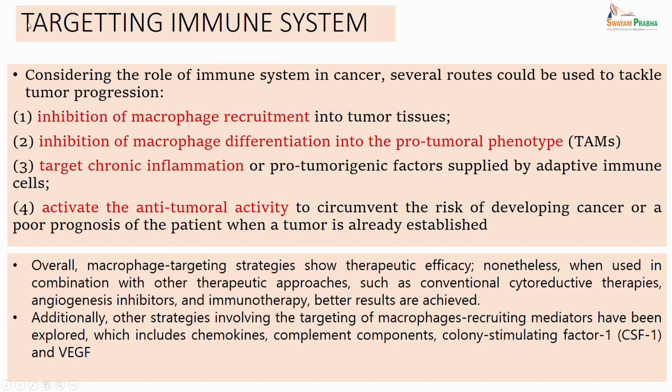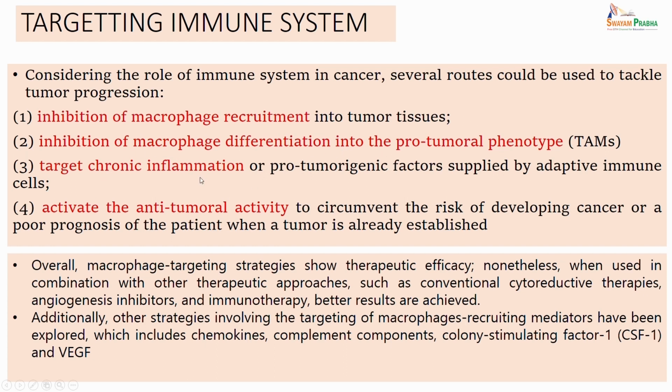Now, after targeting the angiogenesis, let us see how one can target the immune system. Considering the role of the immune system in cancer, there are several routes that could be used to tackle tumor progression. First one is inhibition of the macrophage recruitment into the tumors. We saw that the tumor associated macrophages get recruited, so if you could stop the macrophage recruitment, it would help. Then inhibition of the macrophage differentiation into pro-tumoral phenotypes, which are called the tumor associated macrophages. So, this differentiation has to be stopped.